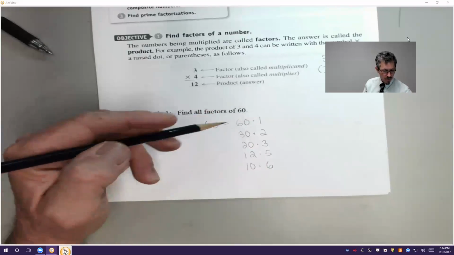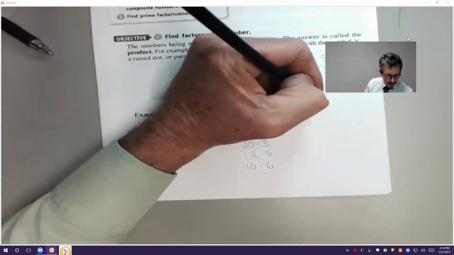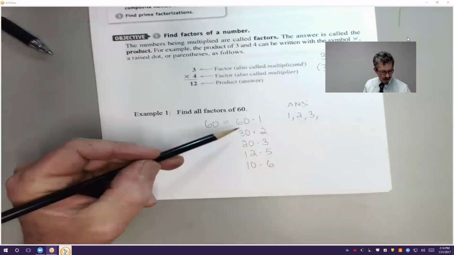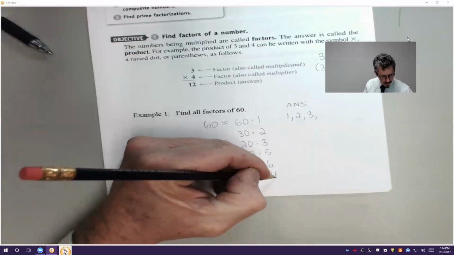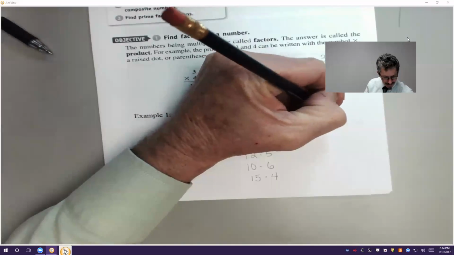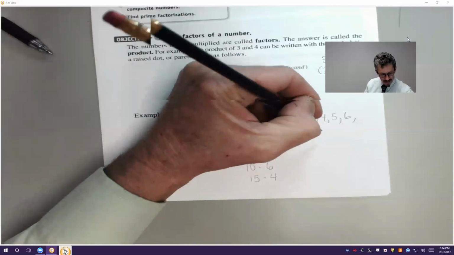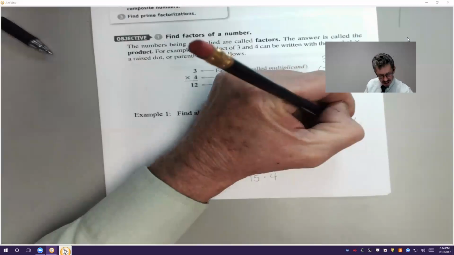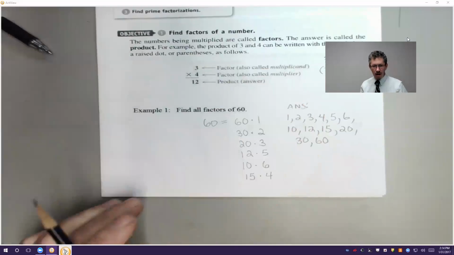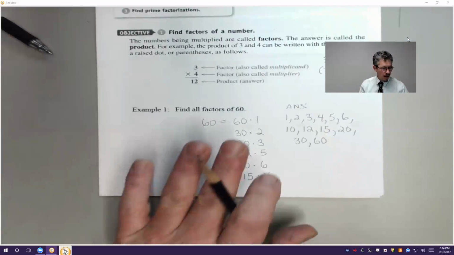So the answer to this problem would look like this. I'm going to write them in ascending order. 1, 2, 3. I knew I forgot one. There is another one, 4 times 15. So 1, 2, 3, 4, 5, 6, 10, 12, 15, 20, 30, and 60. All the integer factors of 60. Okay, moving on.